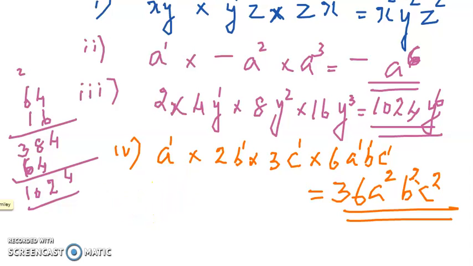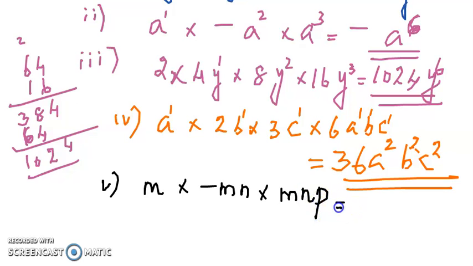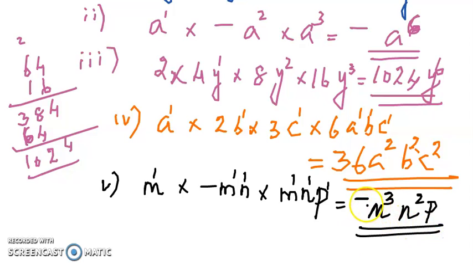Now the fifth one: m times minus mn times mnp. The minus symbol we give first. Positive into positive, but with the minus the sign is negative. Then we check how many m: here 1, one more, and here also, so total m to the power 3. For n: here 1 and one more, so only 2, n square. Then p, only 1 p is there. So the answer is minus m cube n square p.